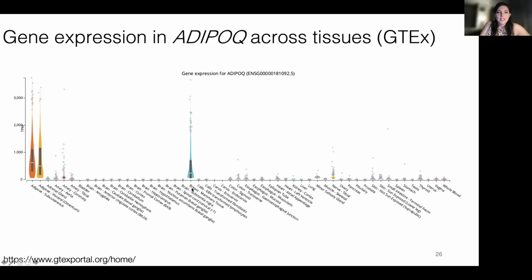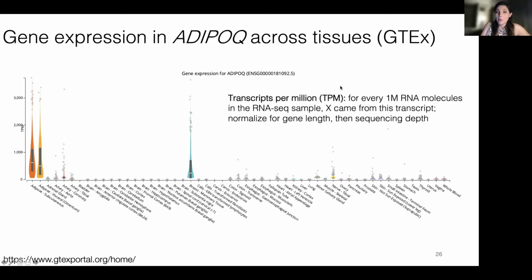Otherwise, this makes a ton of sense that we have high expression in these tissue types that are adipose, because this is ADIPOQ, a very adipose-specific protein hormone. And again, as I said, the transcripts per million is a common metric for the y-axis, and you might have also heard of other ones, RPKM, reads per kilobase per million.